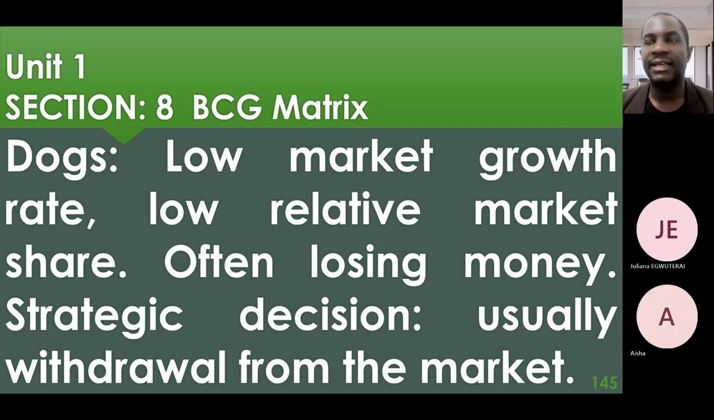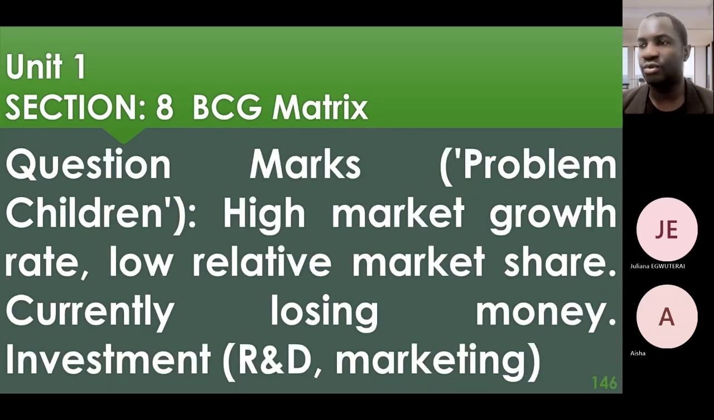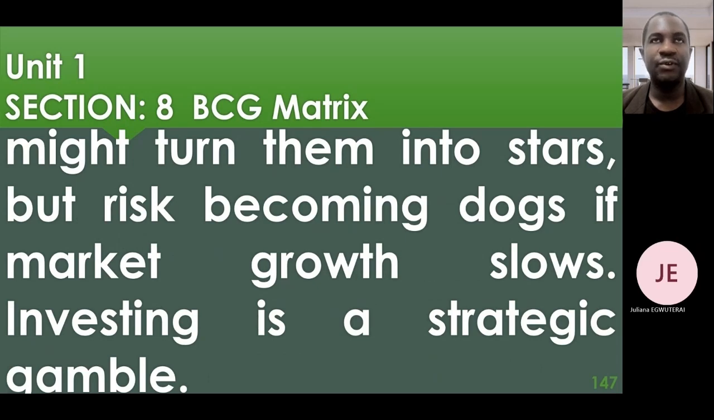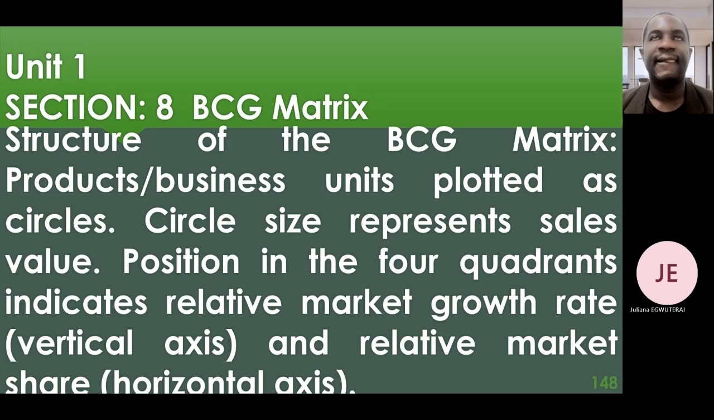So we said dogs are like the Everwater that have low market growth rate, low relative market share, often losing money, but the strategic decision will be to withdraw it or to revamp it. And question mark, we spoke to Five Alive, high market growth rate, but low market share. Currently losing money, but it can be revamped through research and development, marketing, and might turn to stars if those strategies work. But it might turn to dogs if the market growth rate is slow. So the investment in it is a strategic gamble to ensure that those products achieve what they are supposed to achieve in the market by bringing value and also solving people's problems.